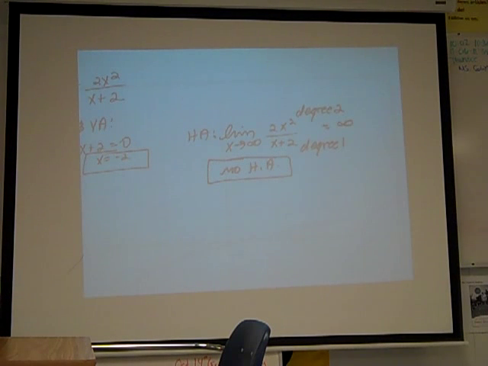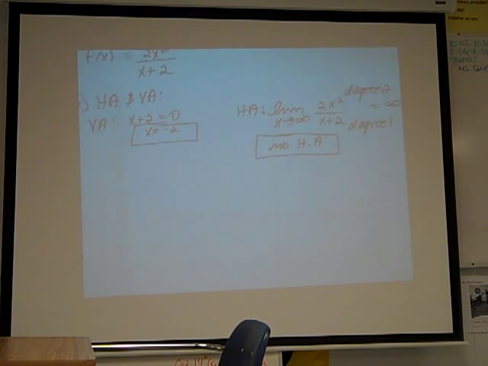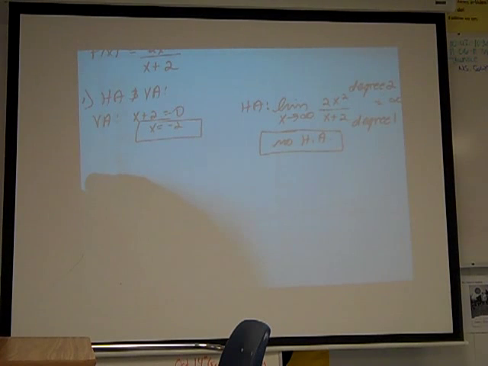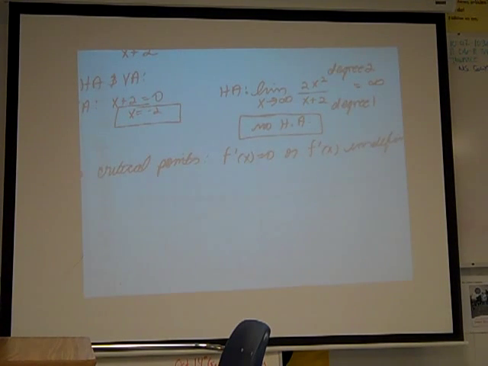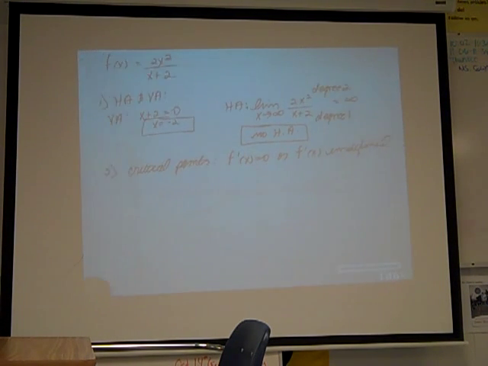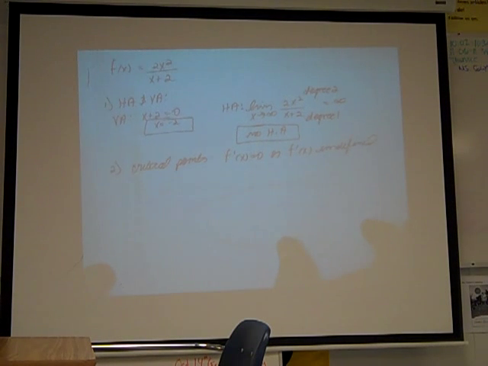Excellent. That's part 1. Okay, part 2, the question asks to identify critical points. Well, if I want critical points, I know critical points means that the derivative is equal to 0 or that the derivative is undefined. We need to look at both of those, but that means we're going to have to look at the derivative. Let me zoom out appropriately here.